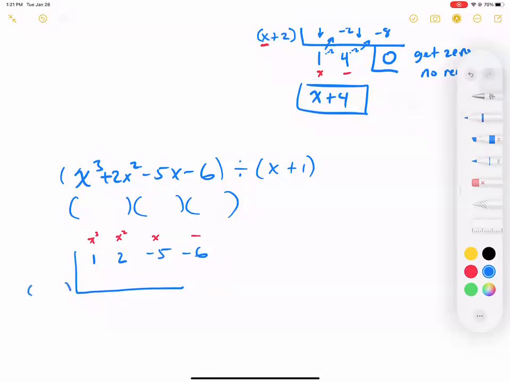I'm going to write my factor in the front. I need x plus 1. That's what I'm trying to divide by. So to write x plus 1, my key is going to be negative 1. Everyone okay with the negative 1 here?